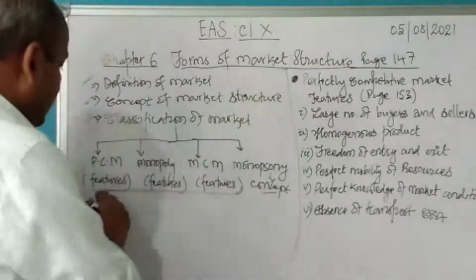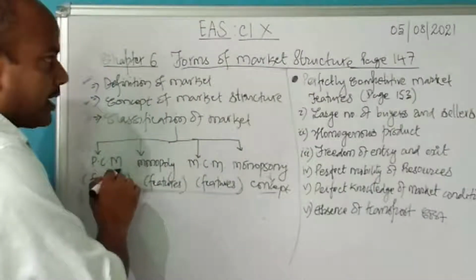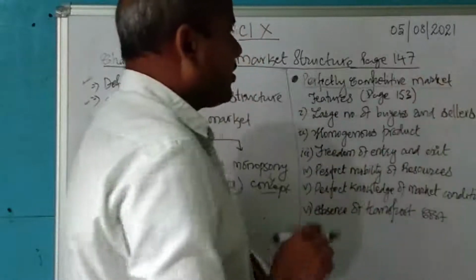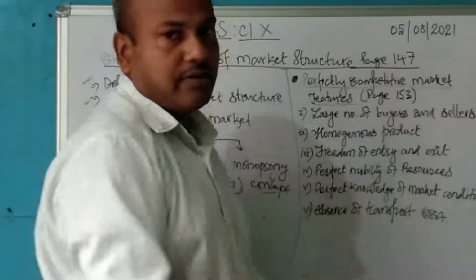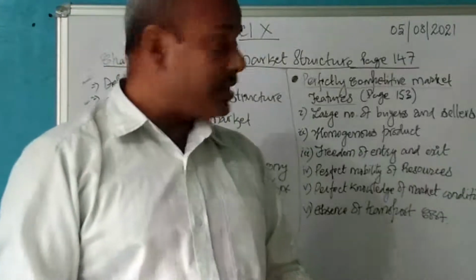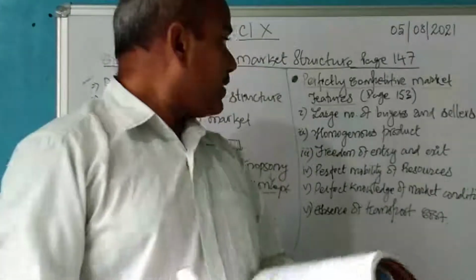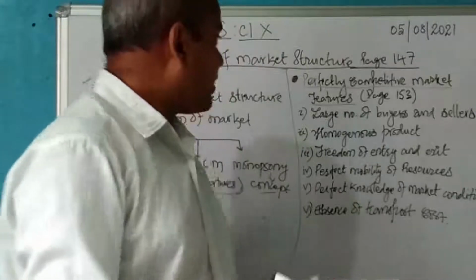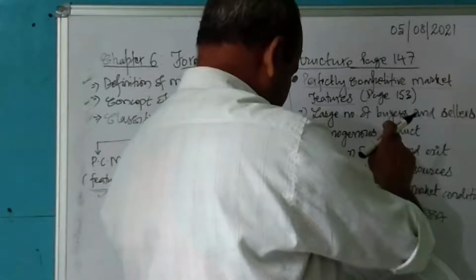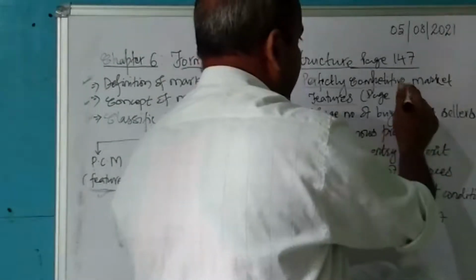So first market is perfectly competitive market. We shall discuss only the definition and the features. Okay, so definition first. Definition of perfectly competitive market is given on page number 150. Page number 150.